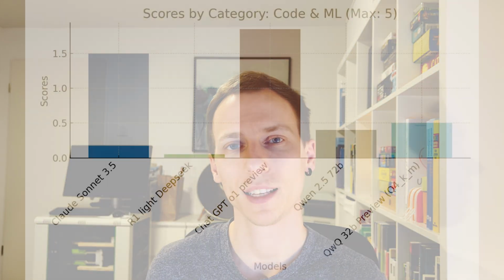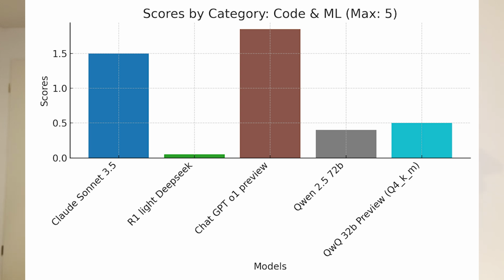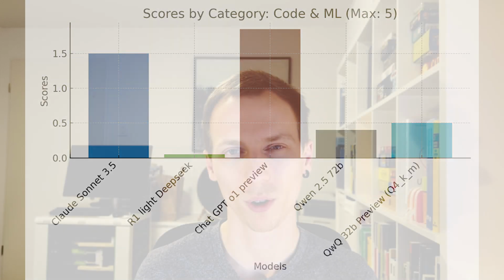Next up, we got code and machine learning. Now the first two places are pretty clear. That's O1 on the first place and Sonnet 3.5, that's the September version, on the second place. Then we have some distance, and the third place goes to QwQ. But what's really remarkable is the distance to R1. Now R1 didn't really solve a lot of questions here. It really underperformed.